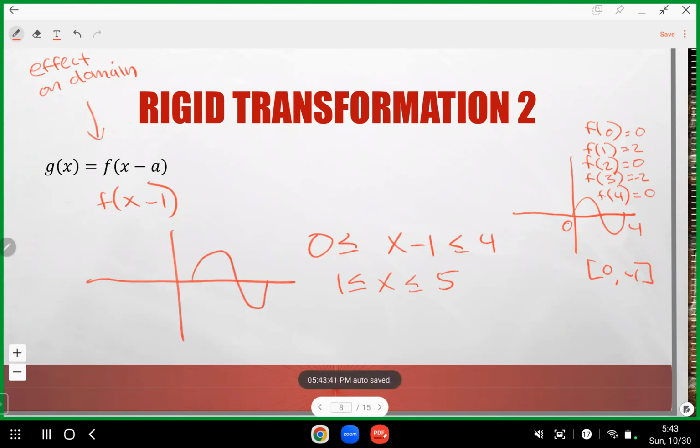So x minus a, assuming that a is positive, then it's going to be shifting to the right. However, when x is adding a, or assuming a is positive, it's going to be shifting left, right? So don't get fooled, because you might think that minus a means shifting to the left. Not really, okay? It's going to be shifting to the right. You got to look at the domain. This is why it's tricky. Now this is horizontal.